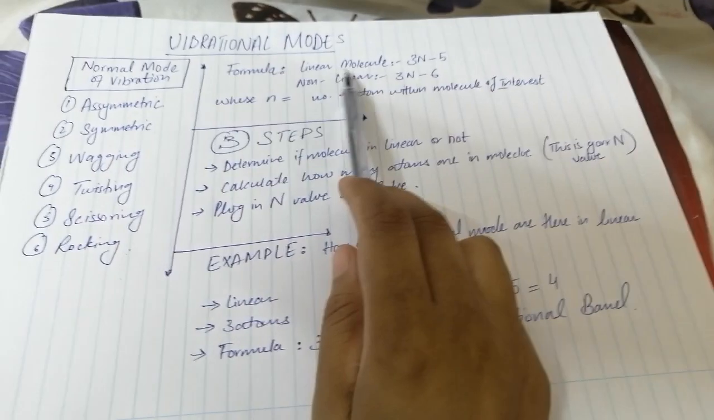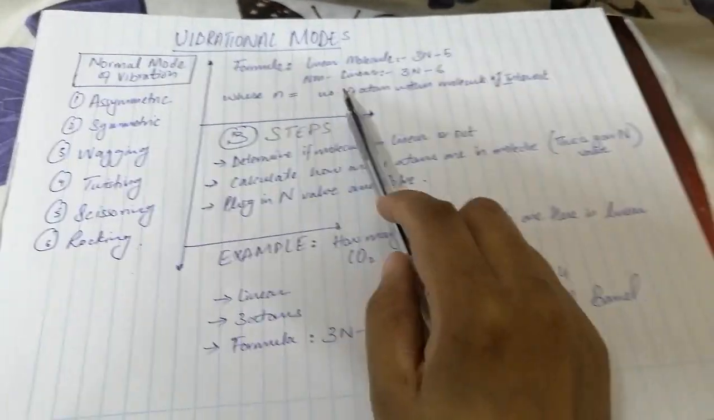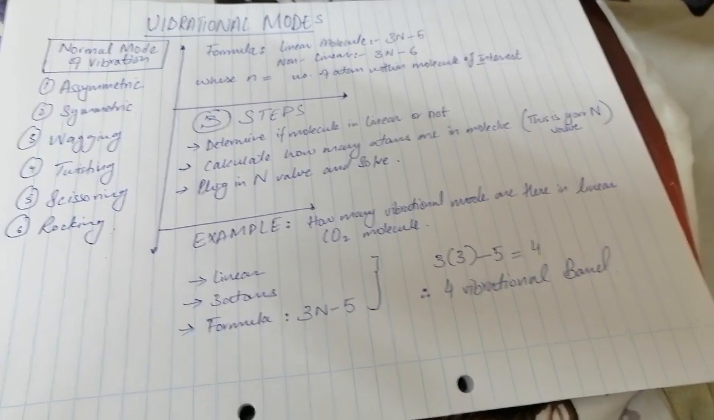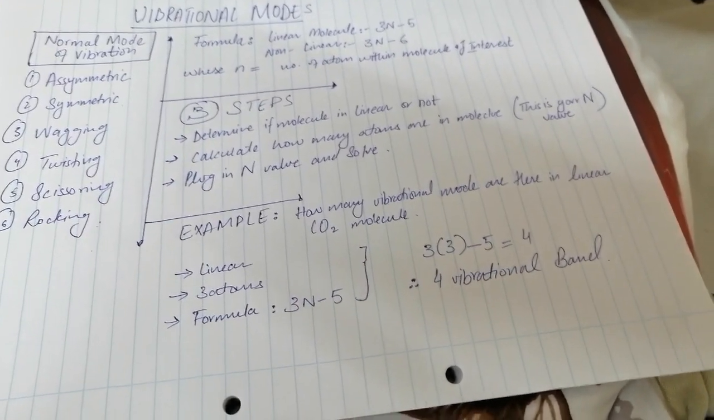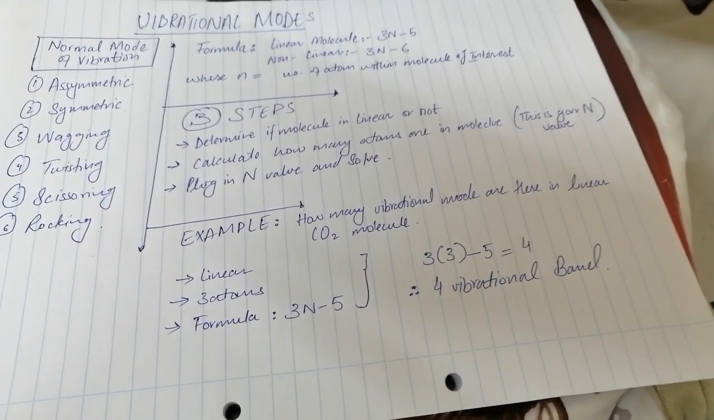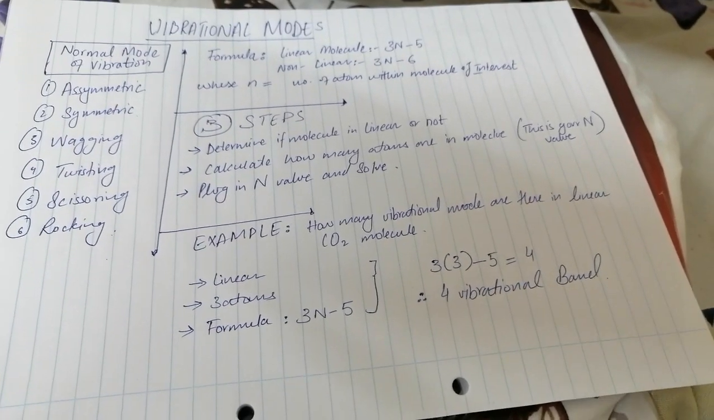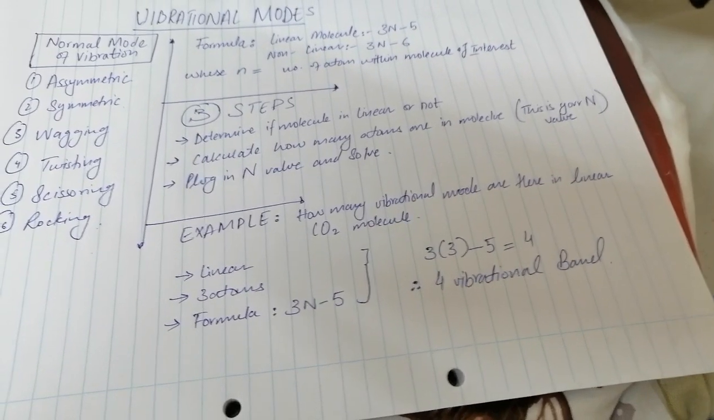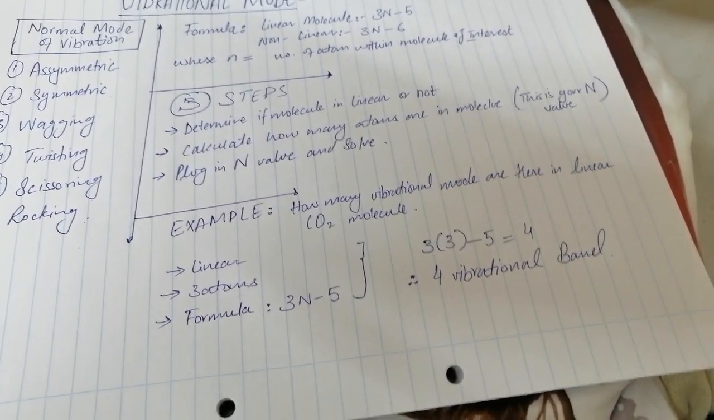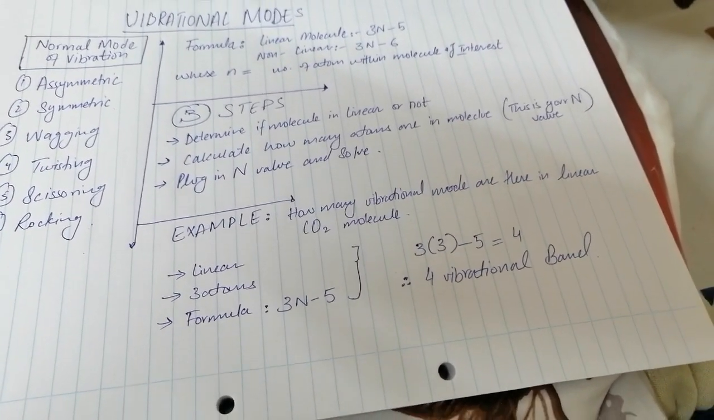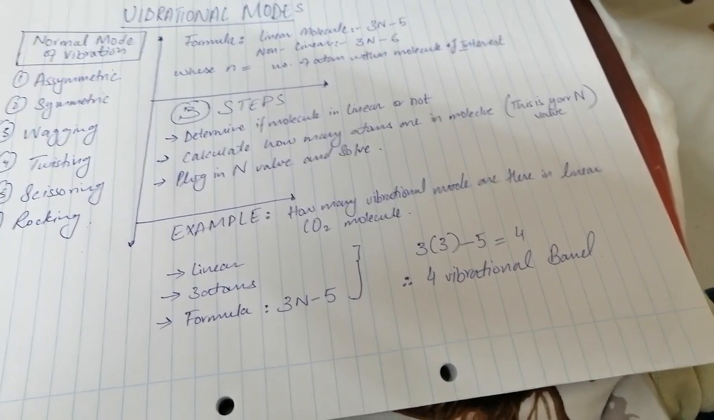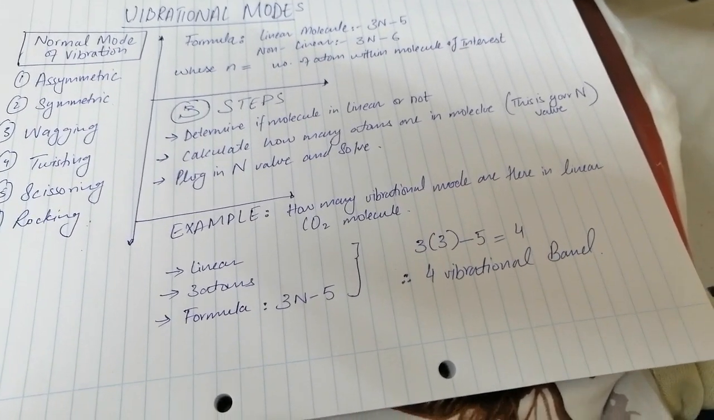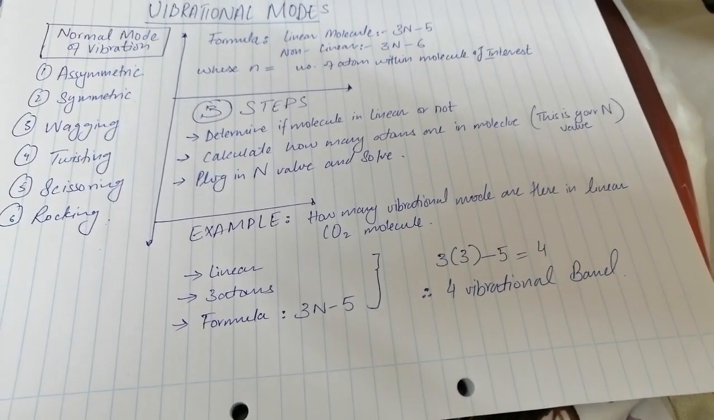Then we move on to the calculation part of the vibrational mode. For you to understand this, you need to understand the degree of freedom. Degree of freedom is the number of variables which is required to describe the motion of a particle completely. For example, for an atom moving in 3D space, 3 coordinates are adequate, so its degree of freedom is 3. So the motion is translational.